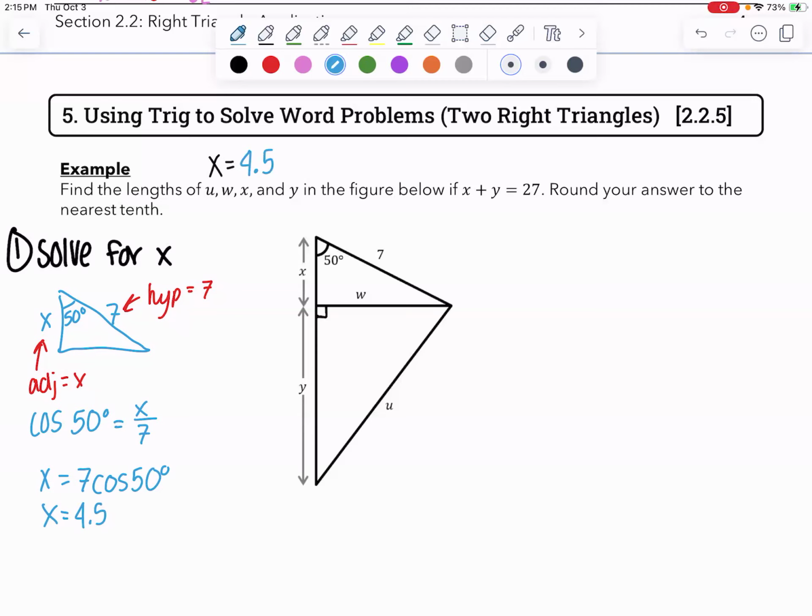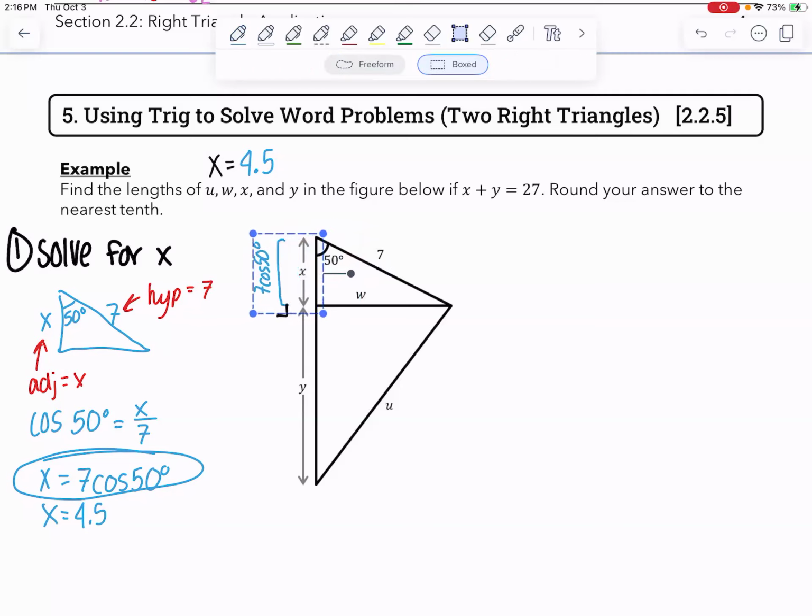However, with these problems, you want to not round any intermediate computations if you need to use them later. So while my answer is 4.5, anytime I need to use x, I'm going to be using 7 cosine of 50 degrees. So this guy right in here is not x, it's 7 cosine 50 degrees. 7 cosine of 50 degrees from here to here. And maybe I should just pull that out. 7 cosine of 50 degrees.